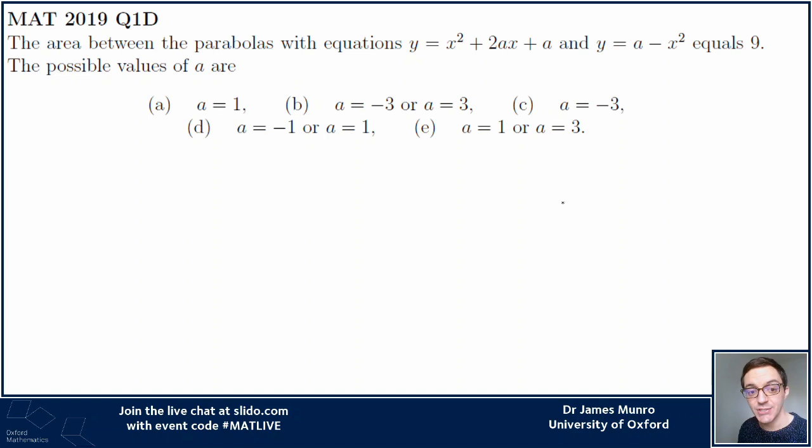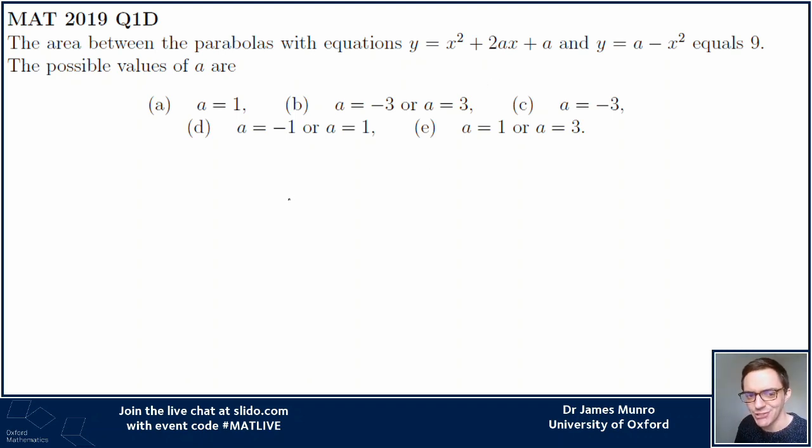Question 1d asks for the area between two parabolas. They've got equations involving A, and we're told that that area is 9. So we're looking for possible values of A. And we need to remember in this question that areas are positive. We're going to look for the area between these two curves, but we've got to be really careful about which one's above the other.